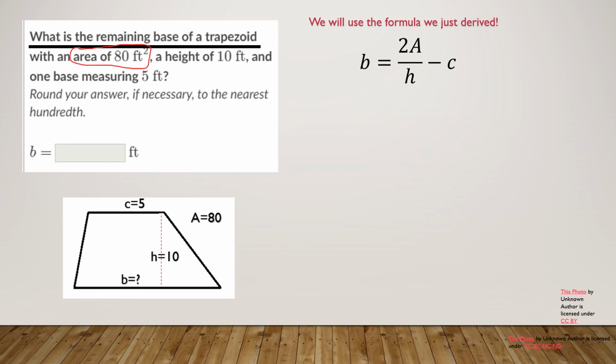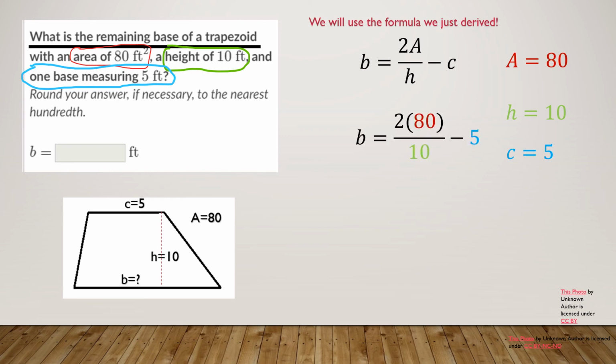Okay, so we know what the area is, and we'll circle that. We know a is equal to 80. We know that the height is 10. So h is equal to 10. And we have one base we know, which is 5 feet. And we'll call that c, because we're looking for b.